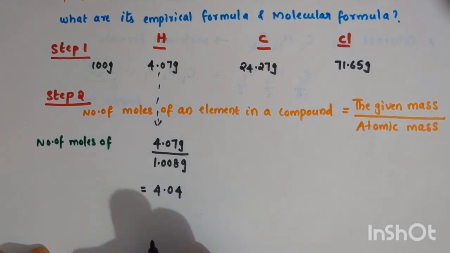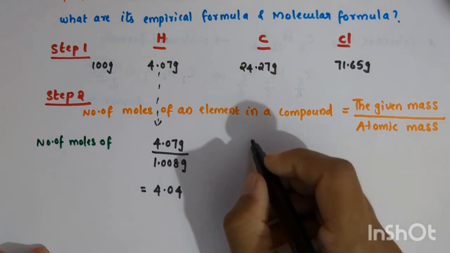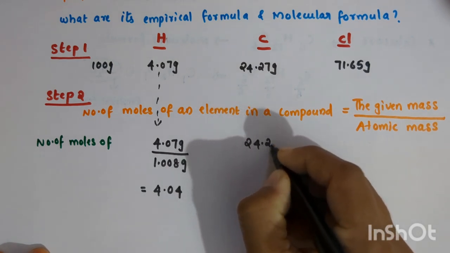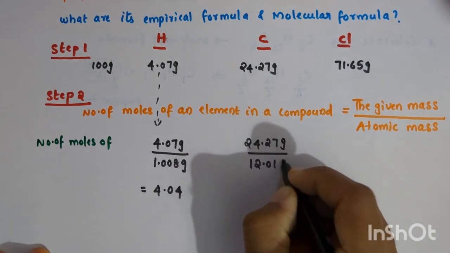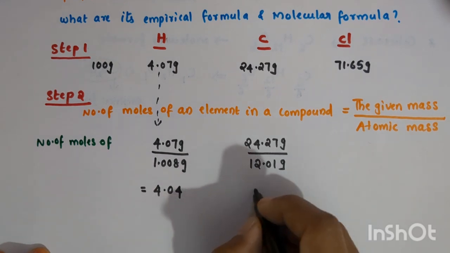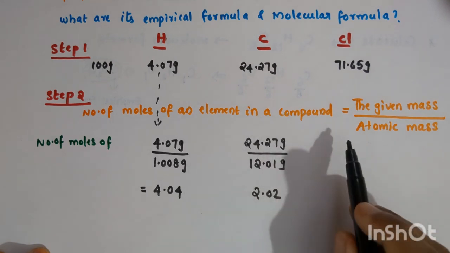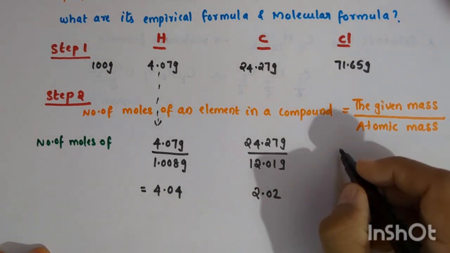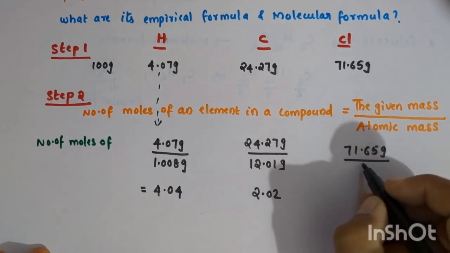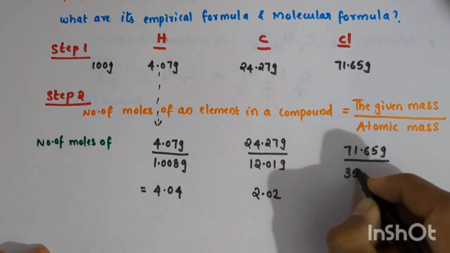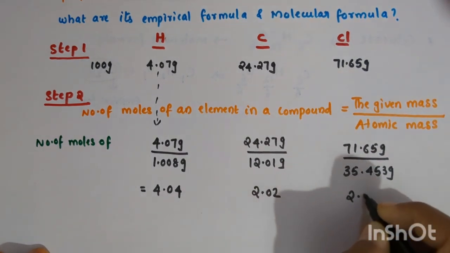When you do this calculation, you will get 4.04. Similarly, the number of moles of carbon will be equal to the given mass of carbon, that is 24.27 gram, divided by the atomic mass of carbon, which is 12.01 gram. When you do this calculation, you will get 2.02. Now the number of moles of chlorine is equal to the given mass of chlorine, that is the mass obtained above, which is 71.65 gram, divided by the atomic mass of chlorine, which is 35.453 gram. When you do this calculation, you will get the answer as 2.02.